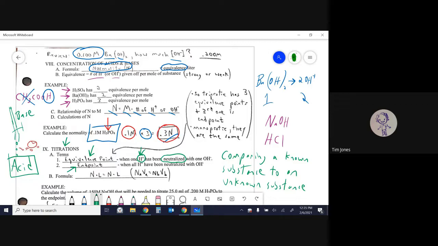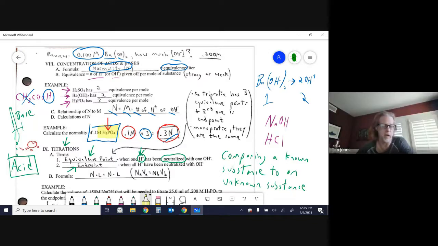If the acid has more than one hydrogen, let's go back to this phosphoric acid here with 3 equivalents. What would happen is you would have the first equivalence point where the first hydrogen has been removed. You would then have the second equivalence where the second hydrogen has been removed. You would then have the third equivalence where the last hydrogen was removed, and that would also be the endpoint. So often you would label it first equivalence, second equivalence, and then endpoint because it's the same as the third equivalence.